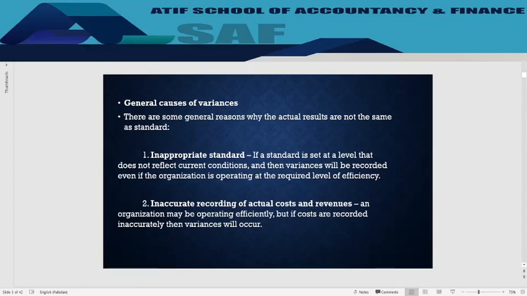General causes of variances. There are some general reasons why the actual results are not the same as standard. First is inappropriate standard. If a standard is set at a level that does not reflect current conditions, then variance will be recorded even if the organization is operating at the required level of efficiency. Second is inaccurate recording of actual cost and revenue. An organization may be operating efficiently, but if costs are recorded inaccurately, then variance will occur.